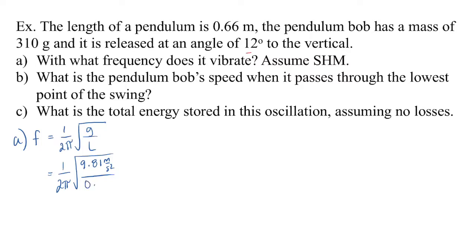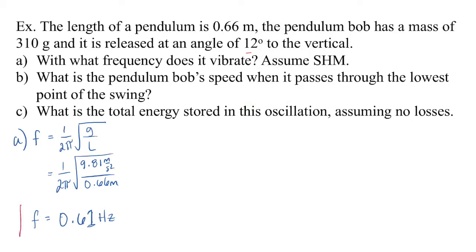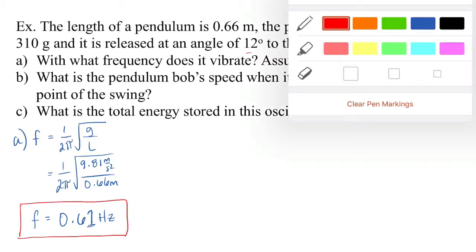And we need L, which we were given is 0.66 meters. So really, that's pretty easy for us. So frequency is 0.61. Does anybody remember the unit for frequency? It's something called hertz, okay? Hertz means per second, or 1 divided by seconds, but it just, again, means how many back and forths per second.